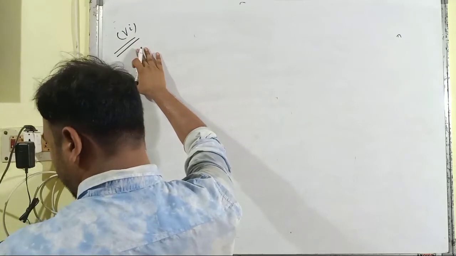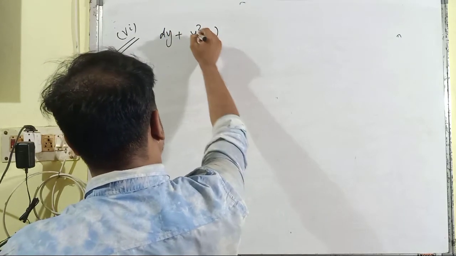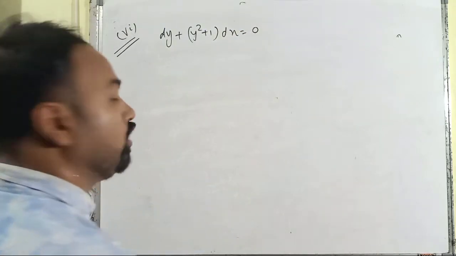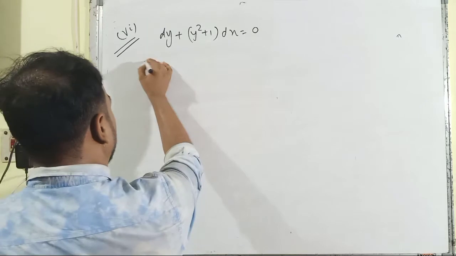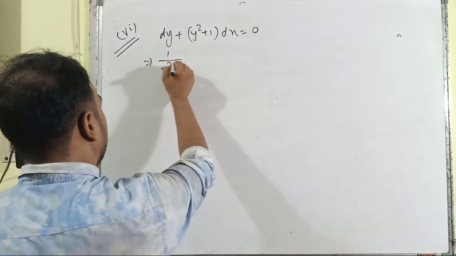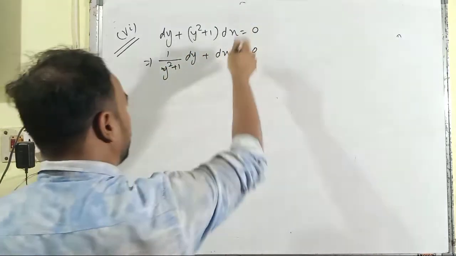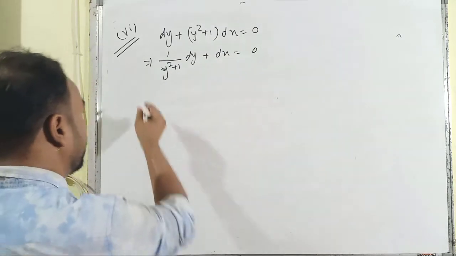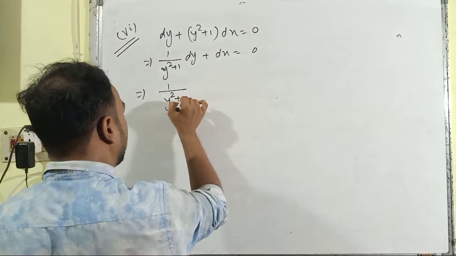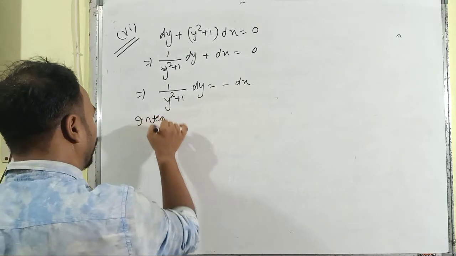The sixth bit of number 4, it is given that dy plus y square plus 1 dx is equal to 0. So first of all, divide the given equation by y square plus 1. That means we have to divide both of the sides by y square plus 1. So it becomes 1 over y square plus 1 dy plus dx is equal to 0, because 0 over y square plus 1 is again 0. Then we have to shift the dx term towards the right hand side. 1 over y square plus 1 dy is minus dx. Then we have to integrate both sides.